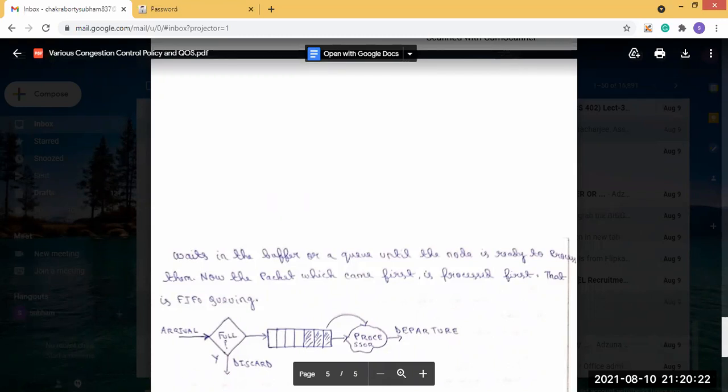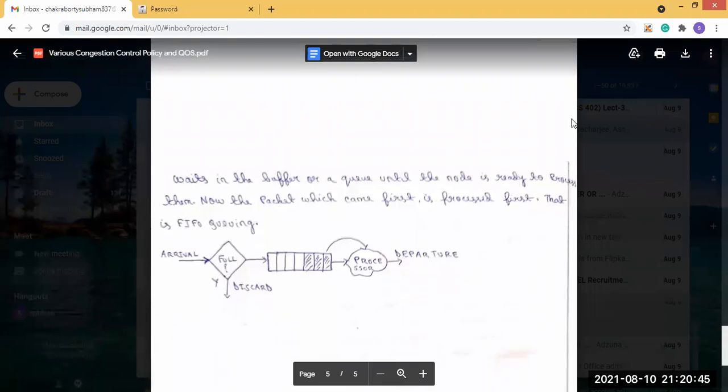So the packet waits in a buffer or a queue until the node is ready to process it. The packet which came first is processed first, in FIFO order. That is known as FIFO queuing. Now, if you see the diagram, it will be clear to you. First the packet arrives.